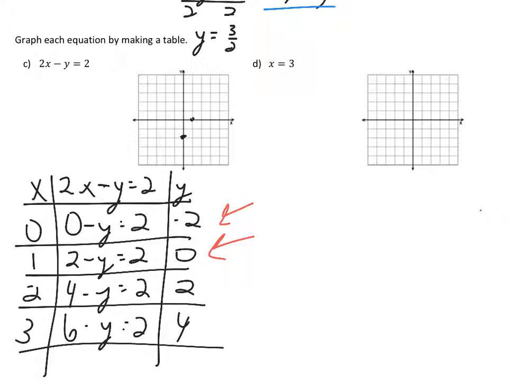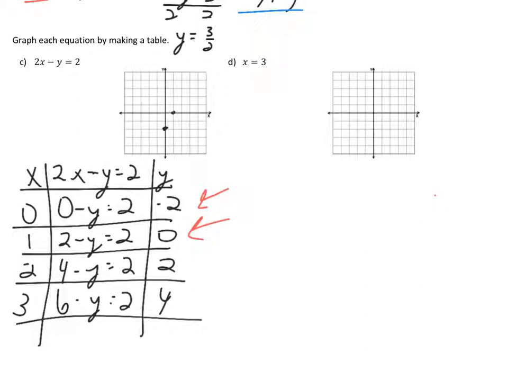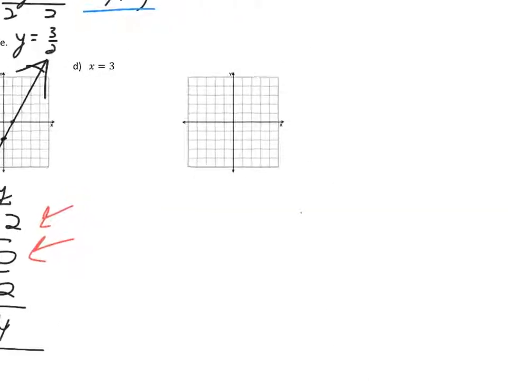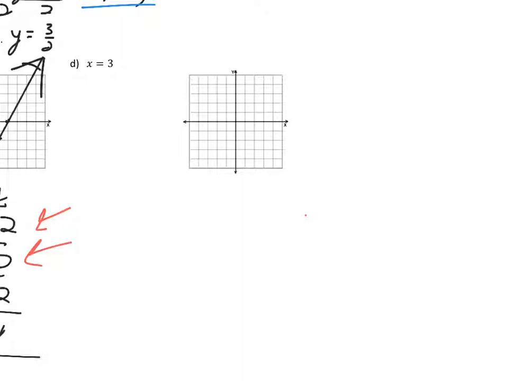So again, we're going to need to get out our ruler and connect those the best that we can with a straight line. Do not be lazy. And again, we're going to need some arrowheads on both ends. And that's how we graph using the table. I would like you to try letter D on your own. That one hopefully is a little bit easy after you think about it for a little bit.